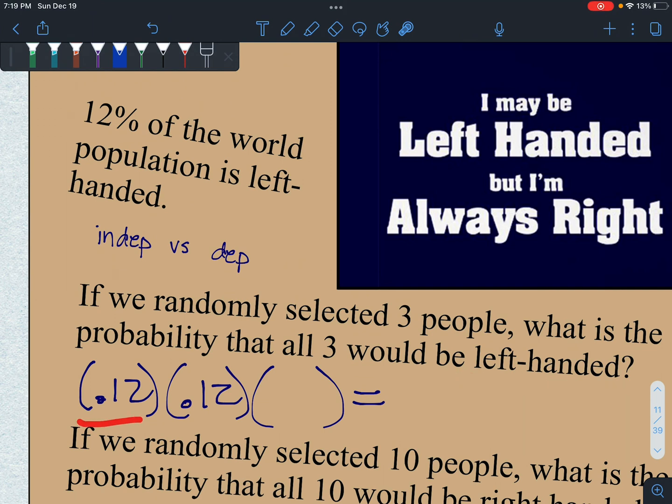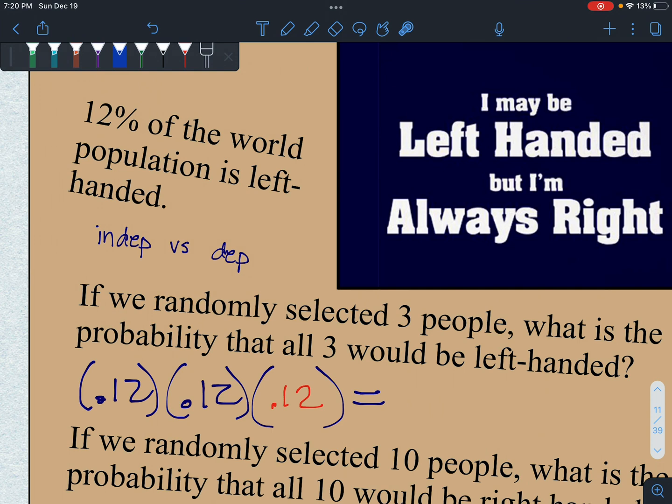Well, in this case, there's the first person. Why does the second person not change? And why does the third person's probability not change? Well, because our population is so large, and they didn't tell us the world population here, but even if they had, these numbers would be so big that it really wouldn't matter that much to the problem. It's still going to stay 12% each time, roughly.